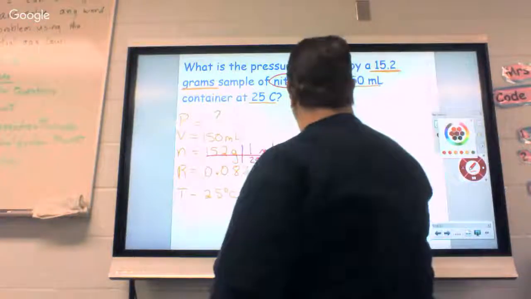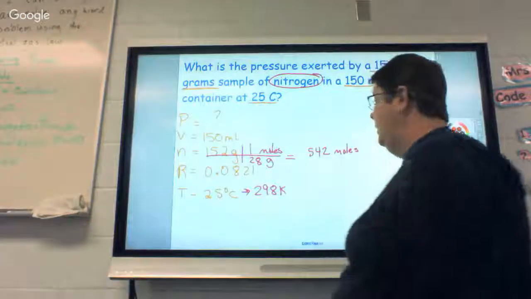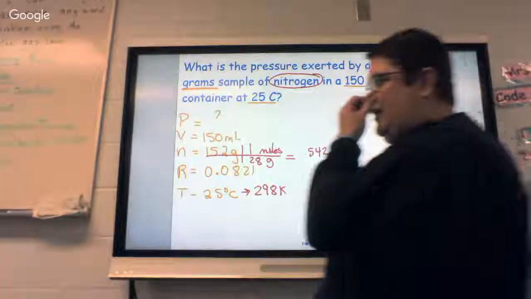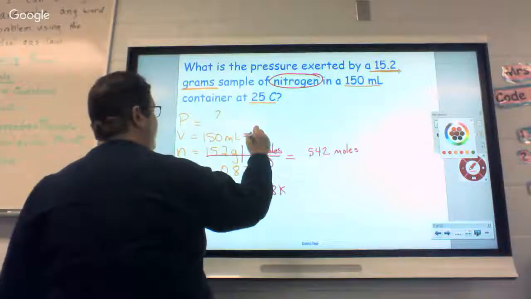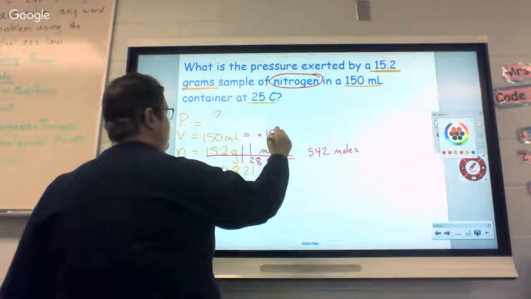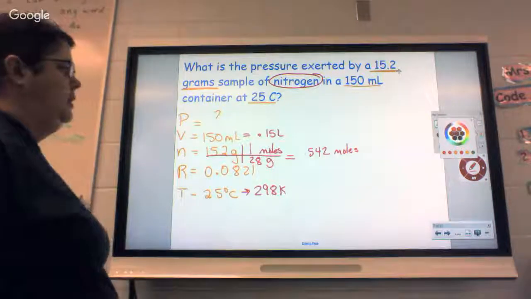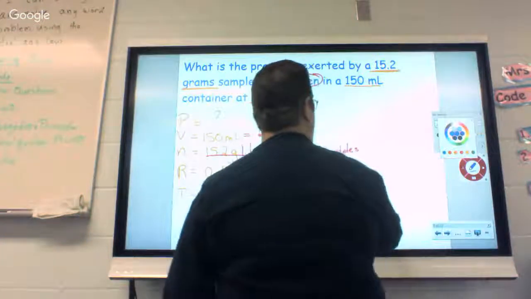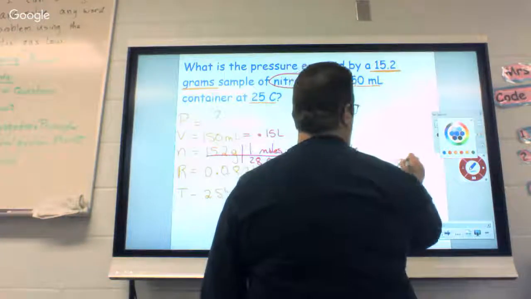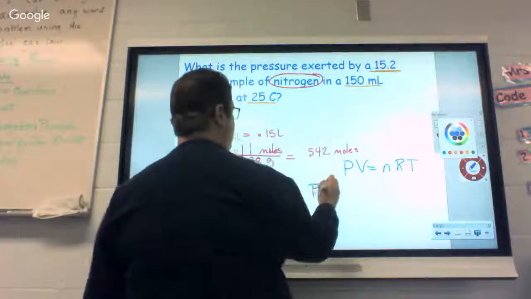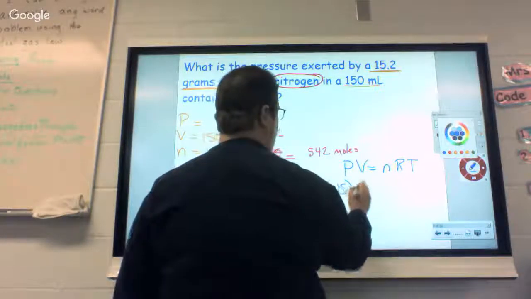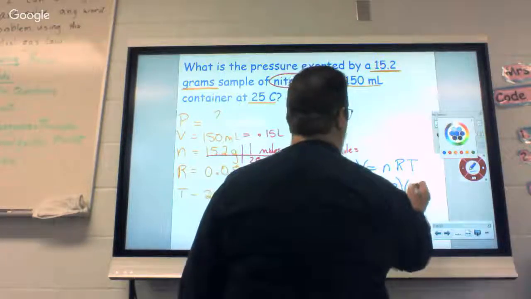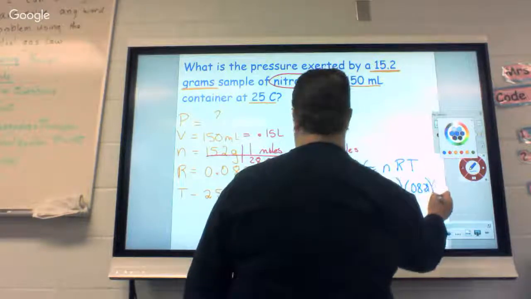0.542 moles. Okay? Now, is everything good to go now? Looks not good. All right, so we're dividing by 1,000 to get liters. Now are we good? Oh yeah, so now we can plug in. PV equals nRT. Pressure I don't know, so I'm going to write P. Volume is 0.15. n is 0.542. R is 0.0821. Temperature is 298.